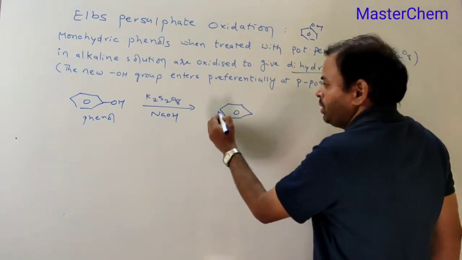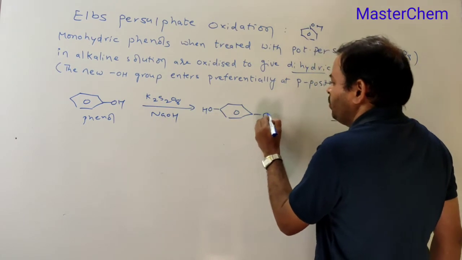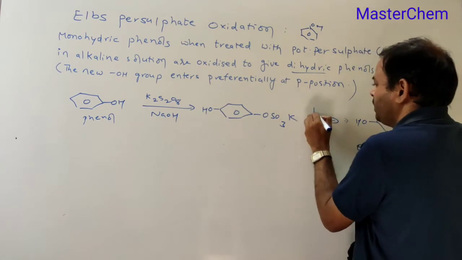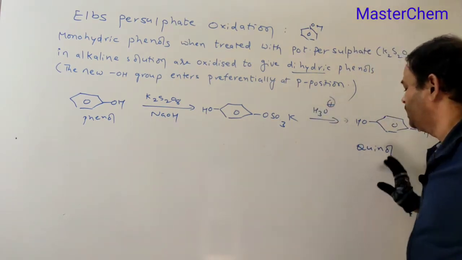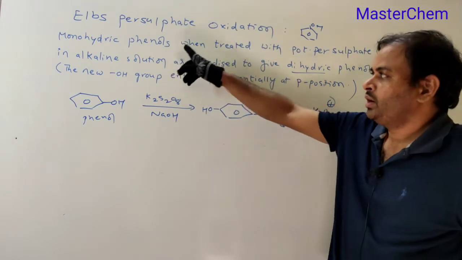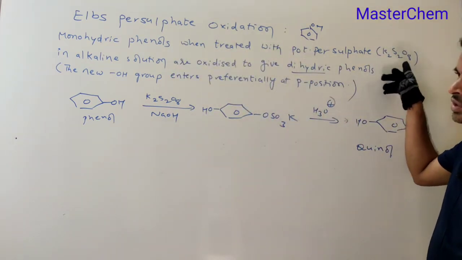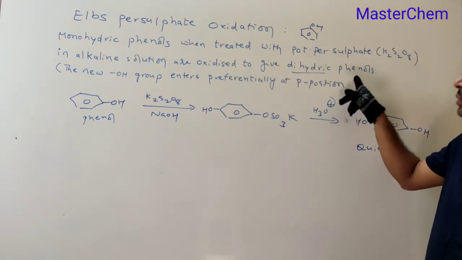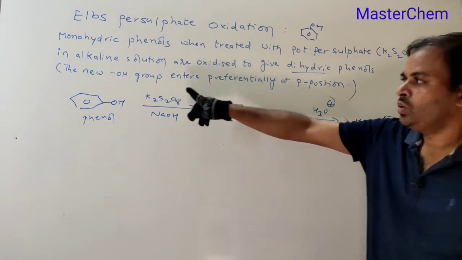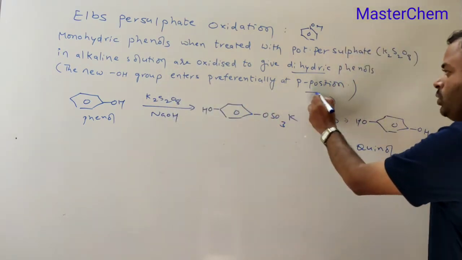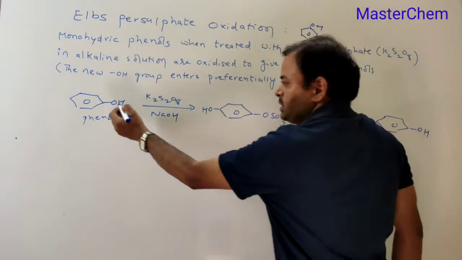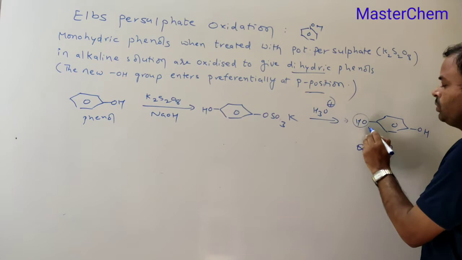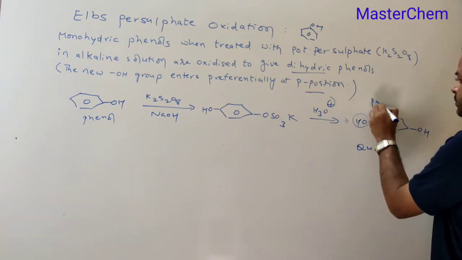So here the intermediate compound is OSO3K, and on hydrolysis it gives quinol. Monohydric phenols, when treated with potassium persulfate in aqueous alkaline solution, are oxidized to give dihydric phenols. The new OH group enters preferentially at the para position. This is ortho, meta, para. That's why the new OH group enters the para position.